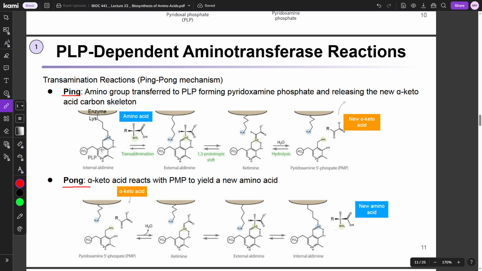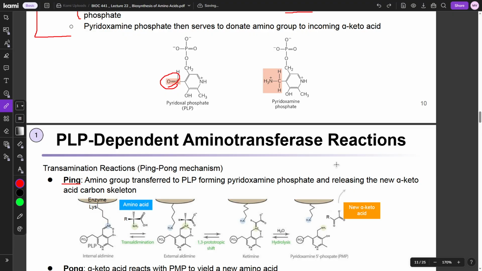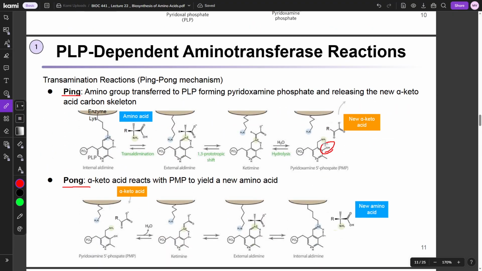So you can see here we have our PLP right here. And when our amino acid comes in, normally it's bound to a lysine. See how this lysine is covalently attached here? But when the amino acid comes in, it displaces the lysine. And then you basically form this imine right here, and then you hydrolyze it. That hydrolysis breaks off this whole group, and you end up with an OH and just this amine group. So that's the ping portion of this.